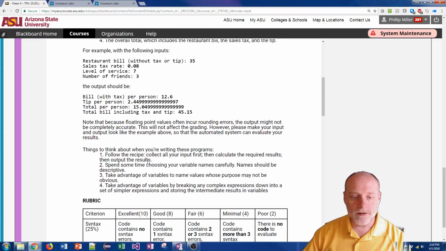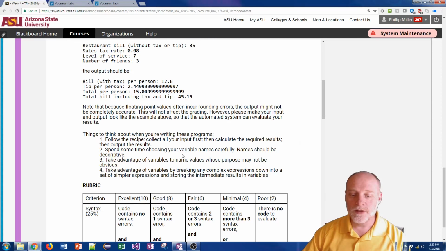Things that we ask the students to pay attention and look out for and apply: follow the basic recipe of first collecting the input, then doing the processing that you need to do to determine the outputs, and then lastly display the outputs. We're not going to force them to do this, but it's a good recipe that we would like to encourage them to follow.